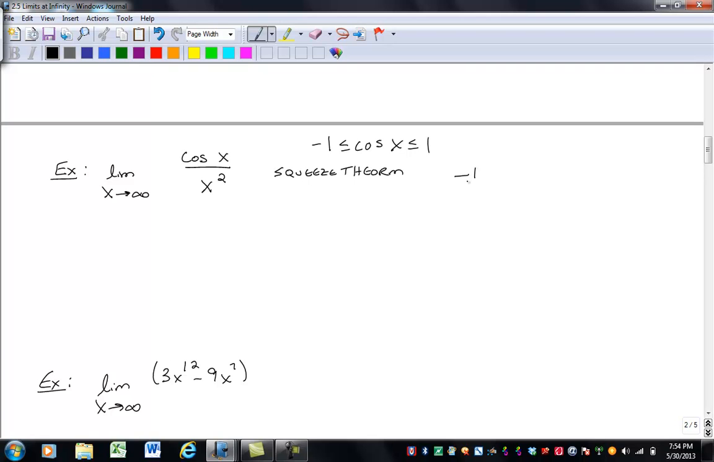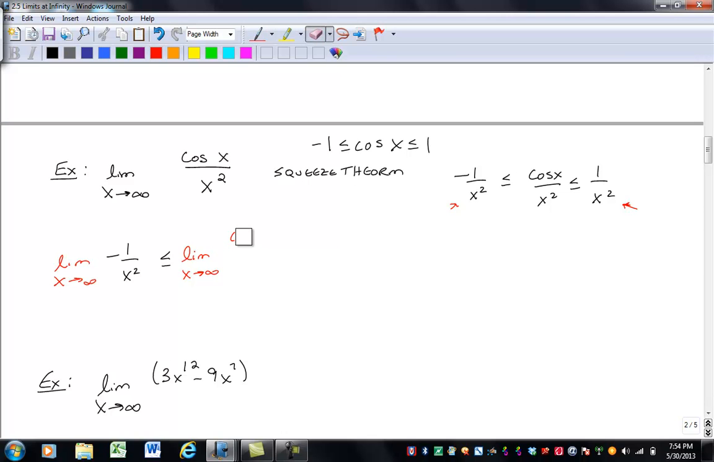So I know that -1 over x squared is less than or equal to the cosine of x over x squared. And that's because -1 is less than or equal to cosine. And this is less than or equal to 1 over x squared. That's because cosine is less than or equal to 1. And I can take the limit of all 3 sides of the squeeze theorem I've set up. And I get the limit as x goes to infinity of -1 over x squared, less than or equal to the limit as x goes to infinity of cosine x over x squared. This is what we're trying to find. We don't know any special things about these trig limits yet.